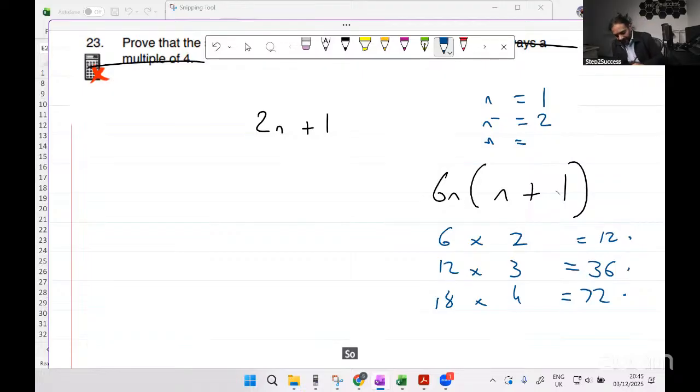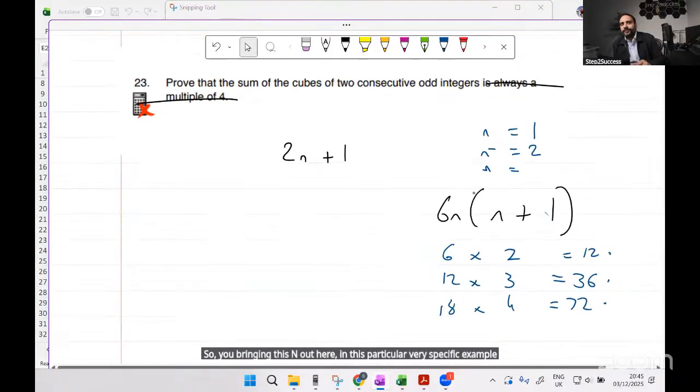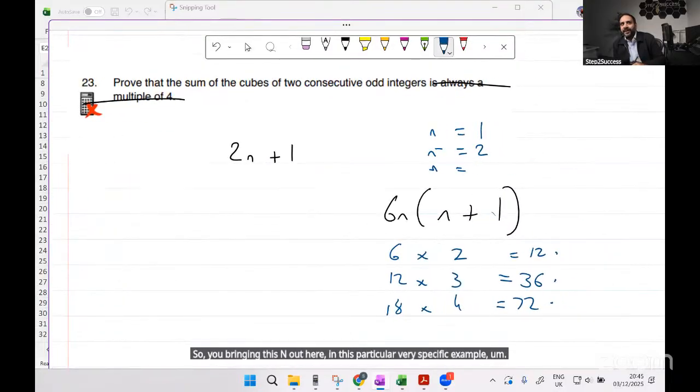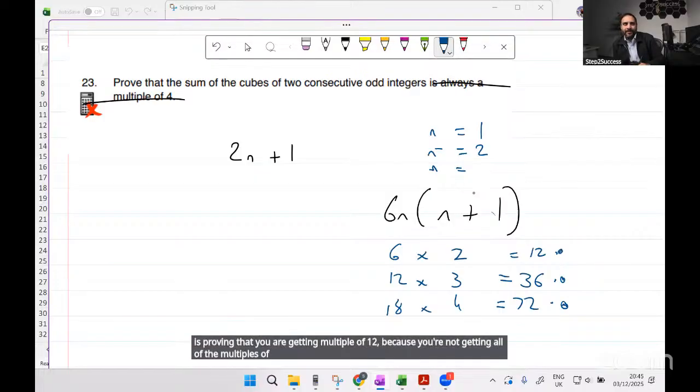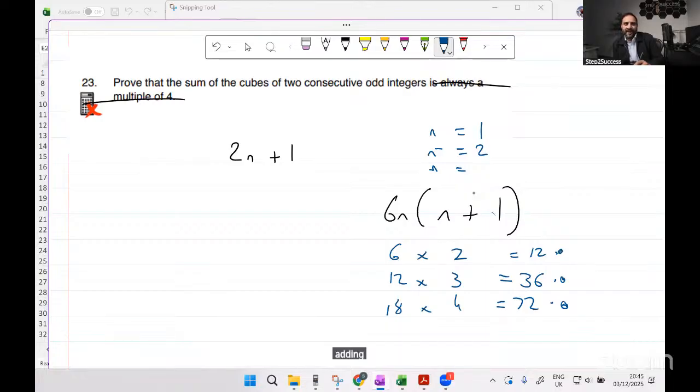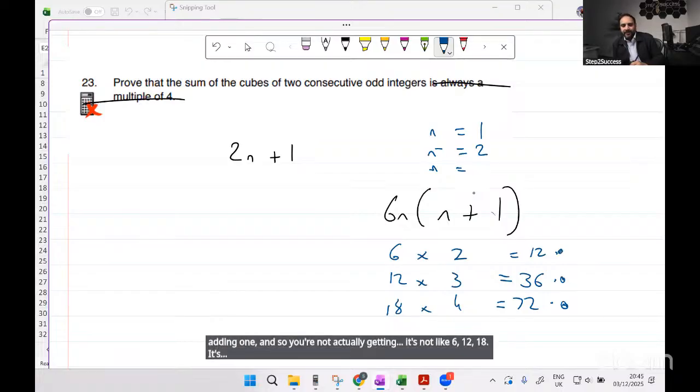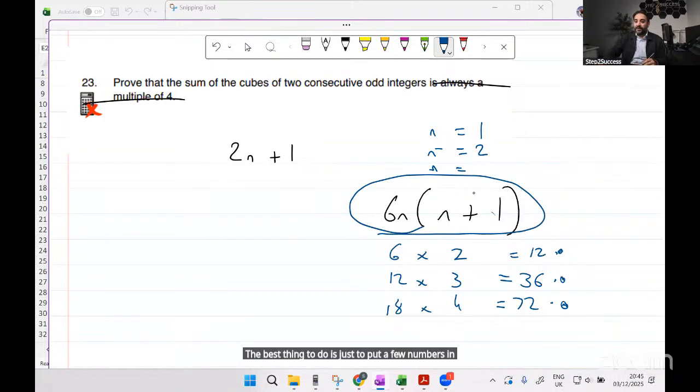So bringing this n out here in this particular very specific example is proving that you are getting multiples of 12, because you're not getting all of the multiples of 6. Do you see what I mean? Because each time you do it, you are adding 1, so it's not like 6, 12, 18. It's 12, 36, 72. So that's essentially why that works. The best thing to do is just to put a few numbers in and see that it does work. And it does.